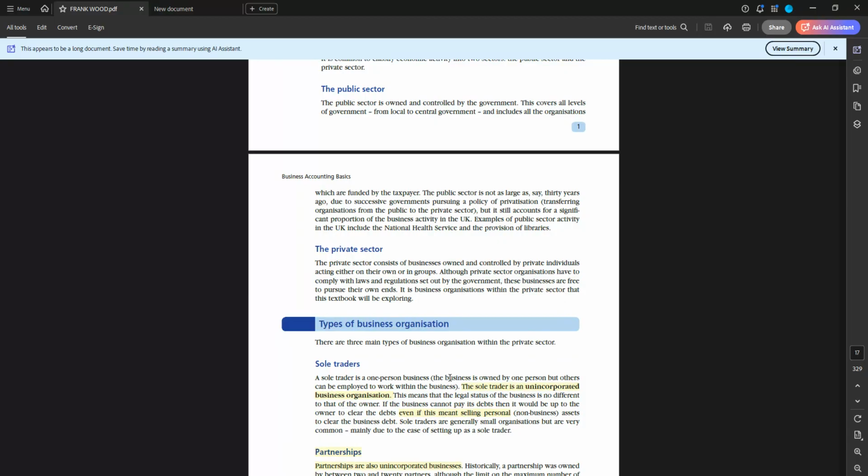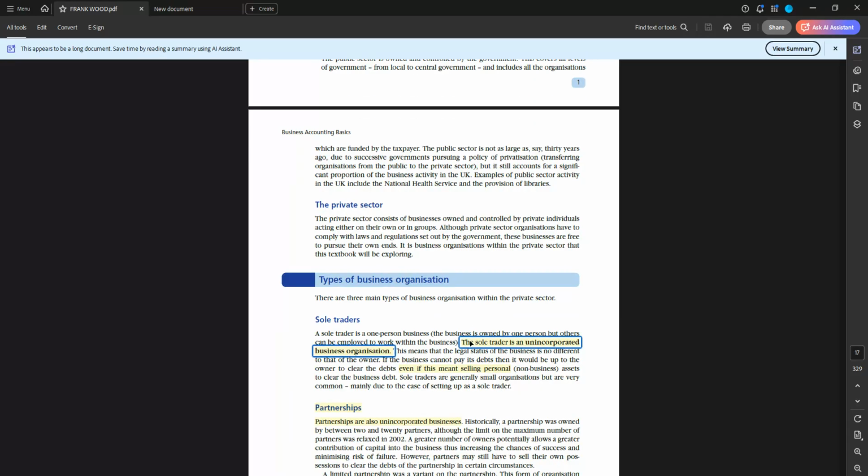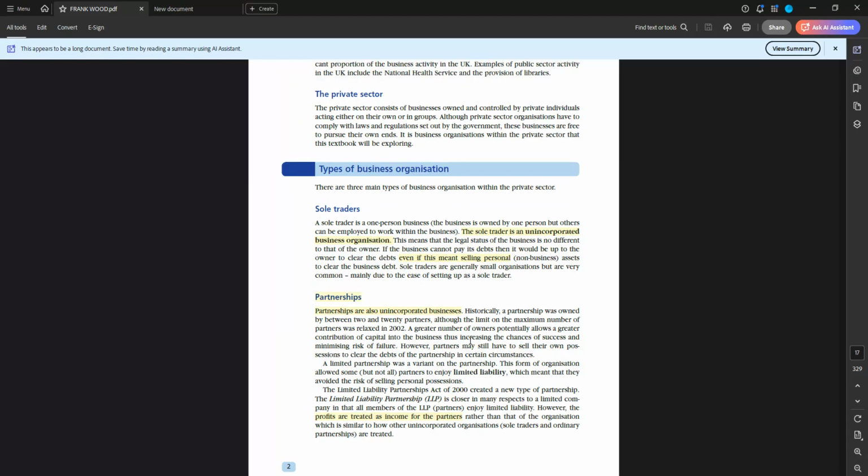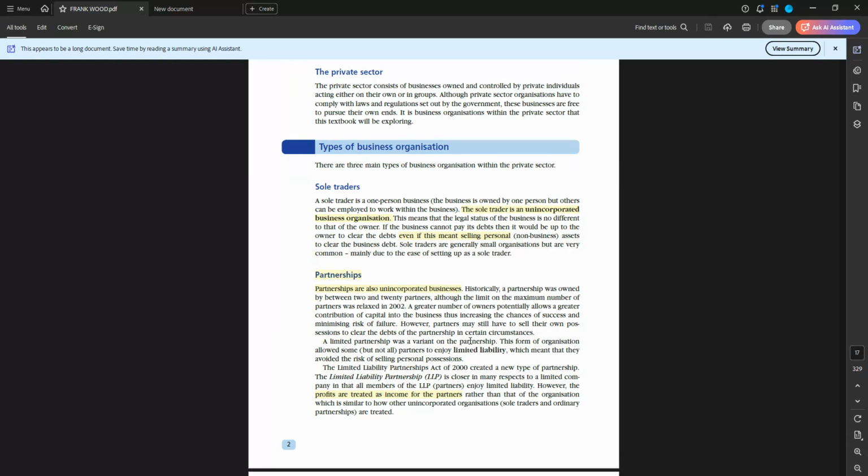If we're talking about the UK, for example, public sector activity in the UK includes the National Health Service and the provision of libraries. In the Caribbean, we have the government that deals with the schools and the health sector. Some Caribbean governments deal with communications, but most of it has been diversified, where it's not fully controlled by the government. For example, Jamaica, JPS, they have to sign this.